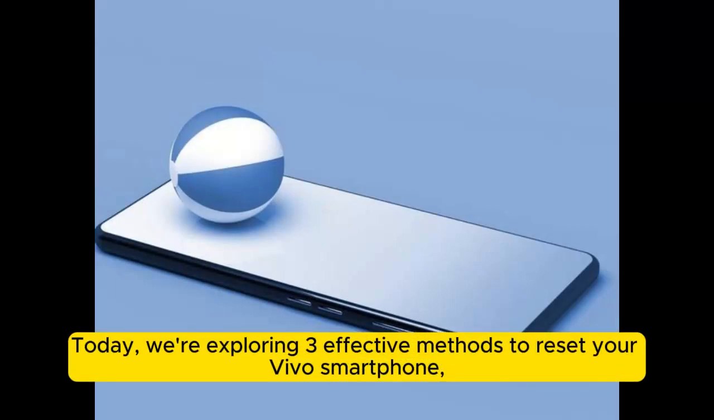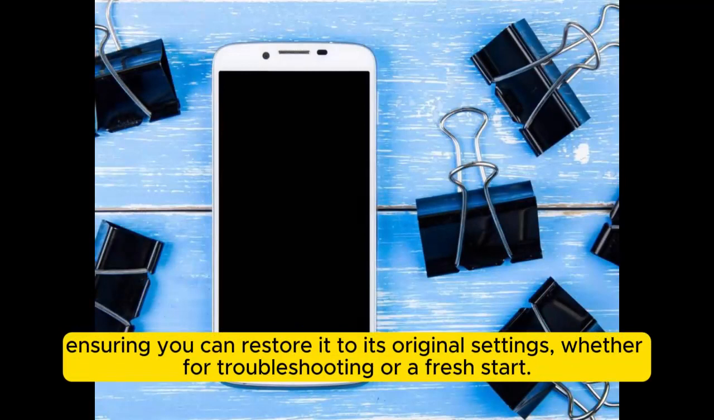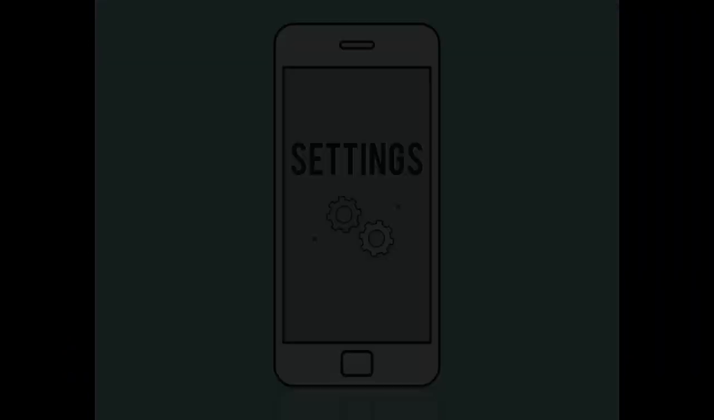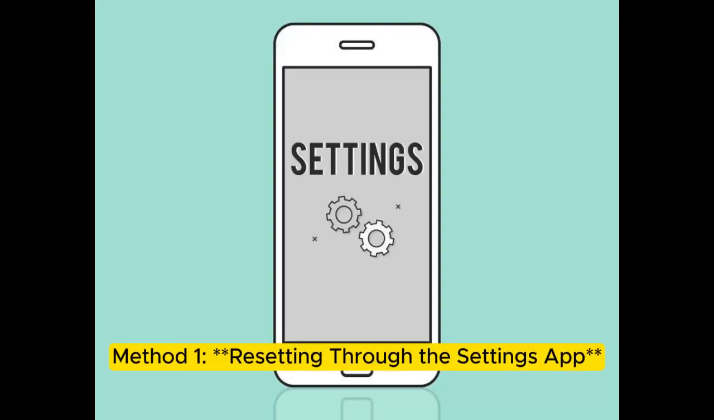Today, we're exploring 3 effective methods to reset your Vivo smartphone, ensuring you can restore it to its original settings, whether for troubleshooting or a fresh start. Let's dive in. Method 1. Resetting through the Settings app.